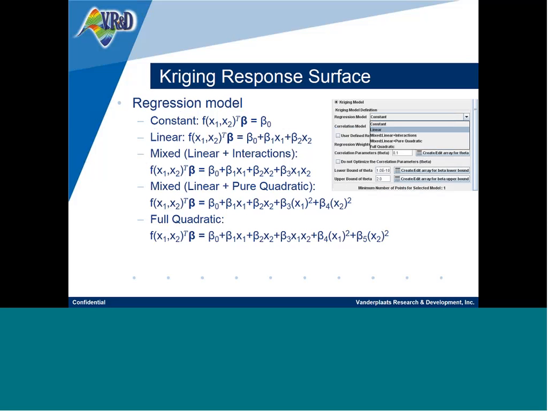In order to use the kriging model, first you should choose the type of regression model. There are 5 types of regression model in VisualDOC: constant, linear, mixed linear and interactions, mixed linear and pure quadratic, and full quadratic. The equations on the left give examples of the mathematical forms for the models in 2 dimensions, but they can be extended to higher dimensions if you want.